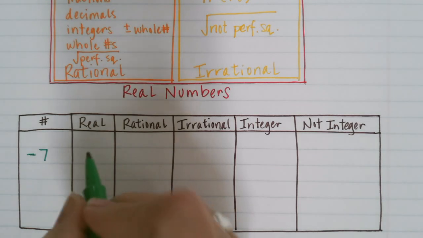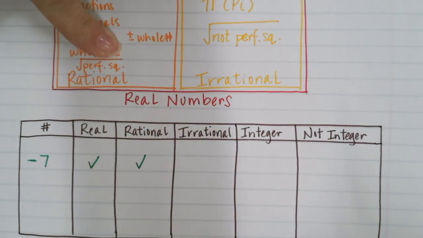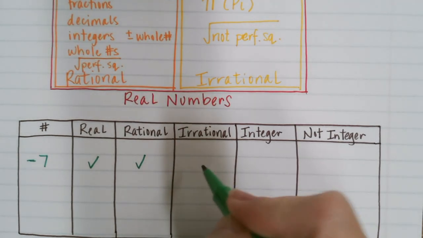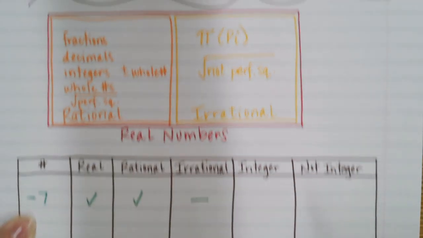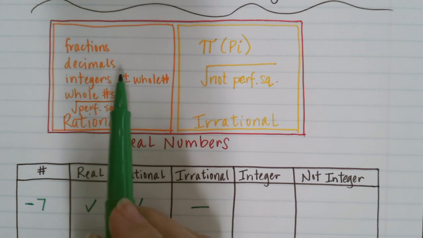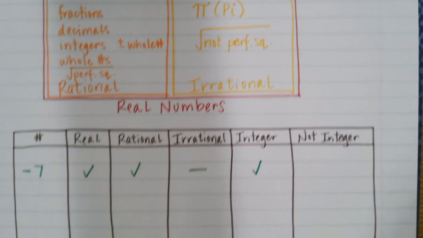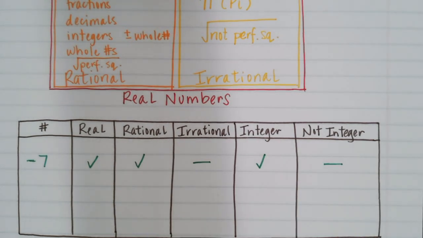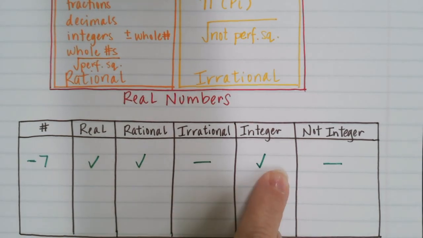So, is it real? Yes. Is it rational? Yes. Is it irrational? No, it's not. So we can either skip it or put an X. And is it an integer? Well, an integer is a positive or negative whole number. So the answer for that is yes. So the number -7 is a rational real number that is also an integer.